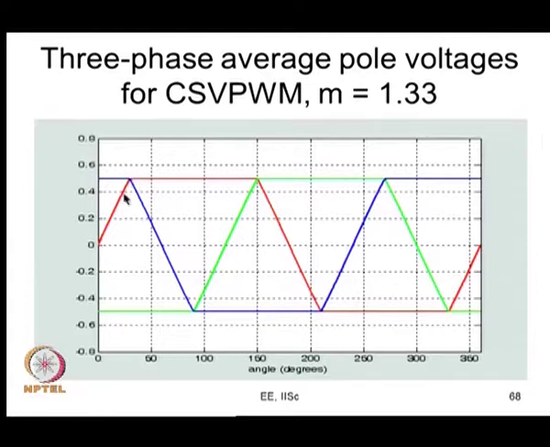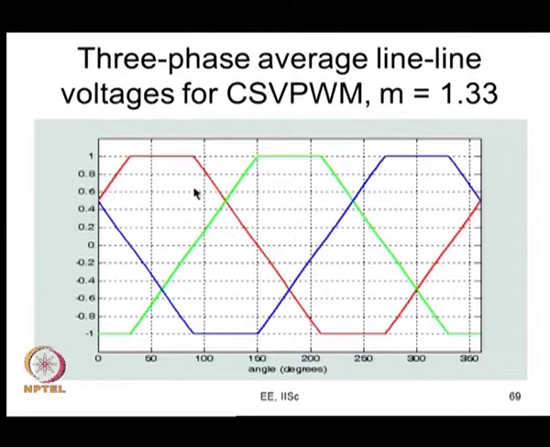That would have been a sinusoidal wave, there is some sine with some common mode added here. So, you would have had a very similar average pole voltage when you considered m is equal to 2 for sine triangle PWM. So, this is how the average pole voltage looks, roughly trapezoidal, and this is how the line to line voltages will be. They also look trapezoidal, but the duration of clamping is lower.